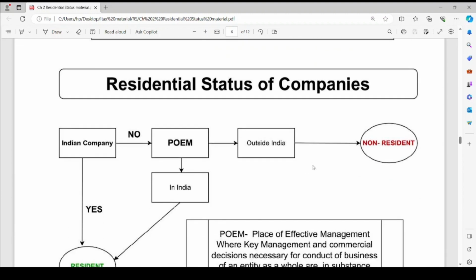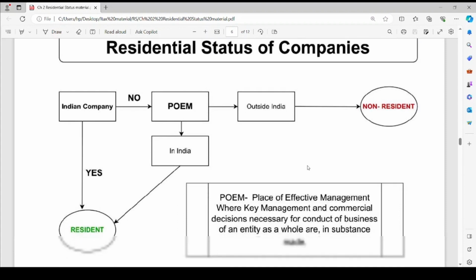Next topic is residential status of companies. While determining the residential status of companies, we have to check whether the company is an Indian company or not. If it is an Indian company, that is the company is incorporated in India, in such a case it is resident. There is no need to further go into any additional conditions. We only check if the company is incorporated in India or not. In such a case, if it is an Indian company, it is resident of India.